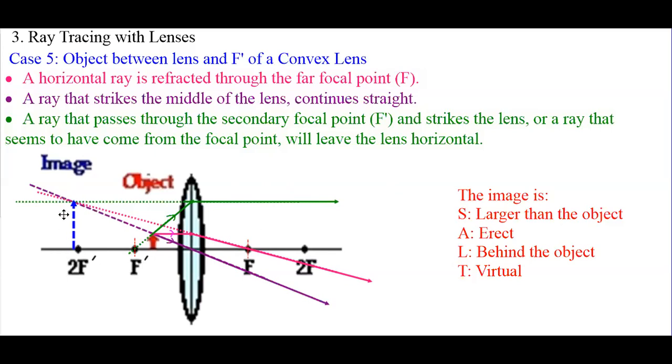So this image is larger, it's erect because it's right side up. It's located just behind the object, in this case, beyond the near double focal point. But if I move the object slightly to the right, this guy will also move to the right. So we won't be any more specific than behind the object. And of course, virtual.